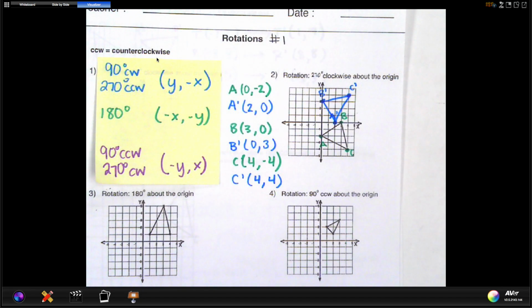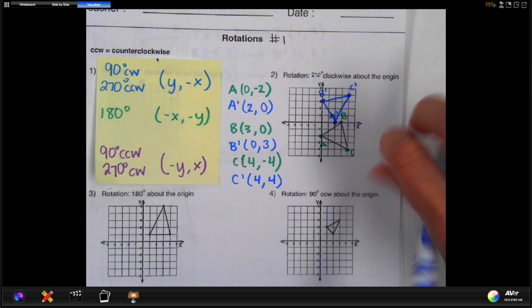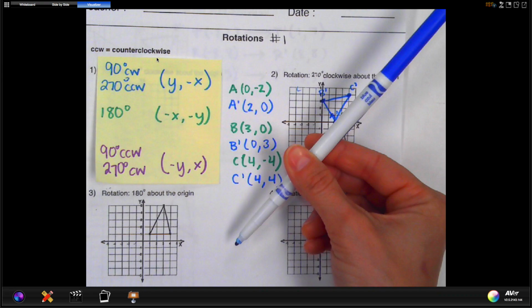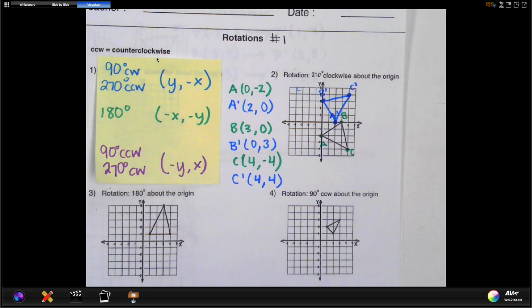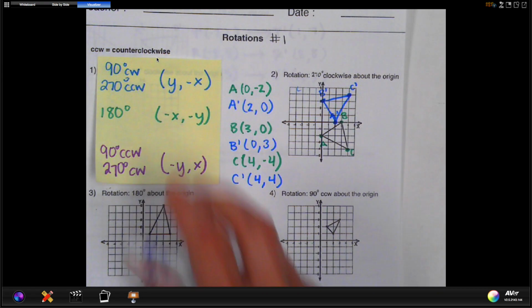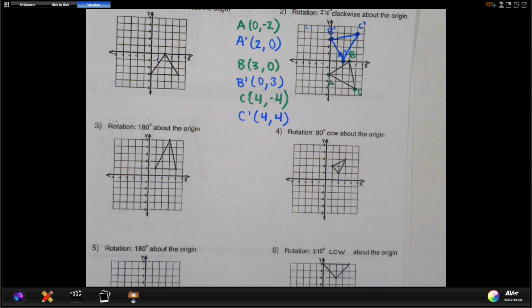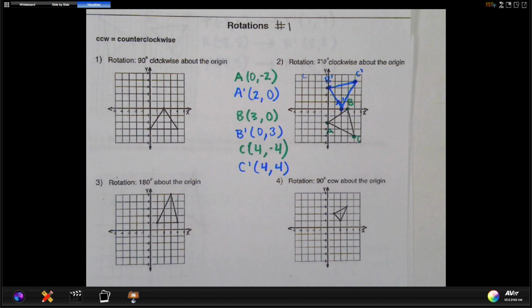And it should look like you took that original and you rotated it clockwise 270 degrees, and you absolutely did that. Okay, your job is to finish the rest of this page, which would be 1, 3, 4, 5, and 6, and we will turn that in.